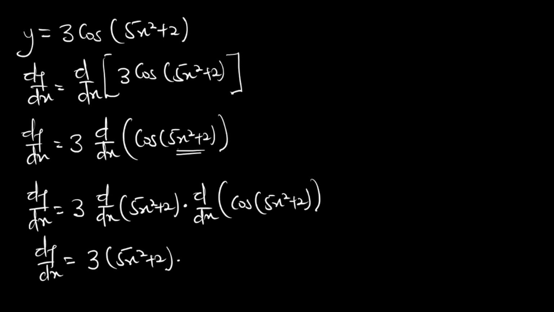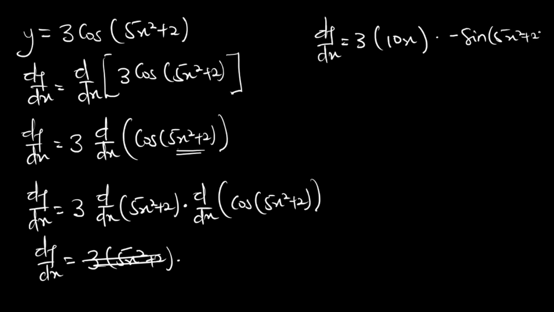Then my dy/dx becomes 3 multiplied by, if I differentiate what I have in the bracket over here, 5x² becomes what? 10x if I differentiate it. Then the 2 over here is a constant, so I differentiate it, I get 0, so it's just 10x. Then multiplied by what? If I differentiate cos, I get what? Negative sine, then 5x² + 2.